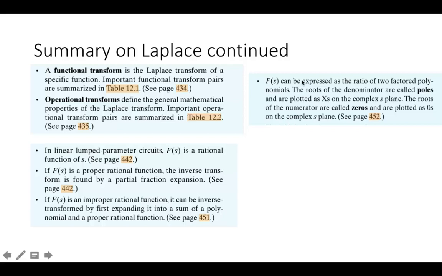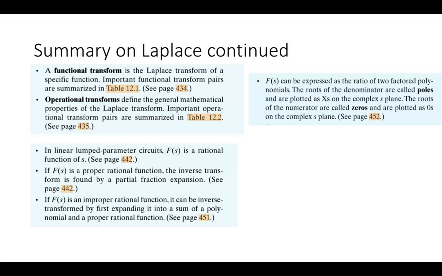So F of s can be expressed as the ratio of two factored polynomials, so your numerator polynomial and your denominator polynomial. The roots of the denominator are called poles, and if we were to illustrate a complex plane, those poles would be plotted as x's, and the roots of the numerator are referred to as zeros.